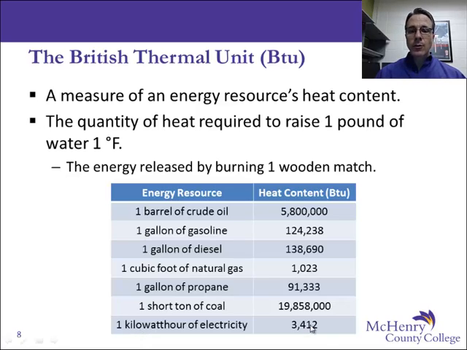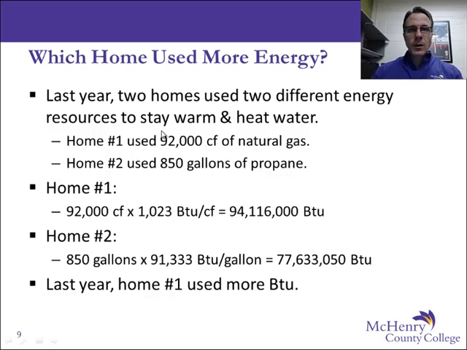for this is 3,412 BTU for 1 kilowatt hour of electricity. So using the British Thermal Unit, we can compare different consumption rates of different energy consumers. For instance, using this example, let's say last year, 2 homes used 2 different types of energy resources to stay warm and to heat their water over the course of, say, 1 year.